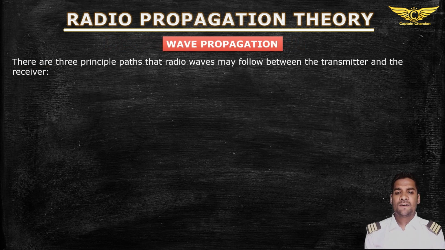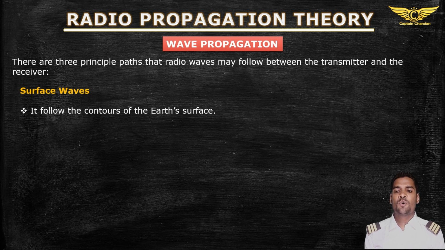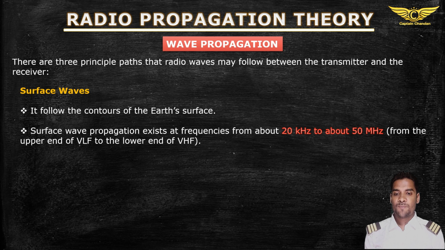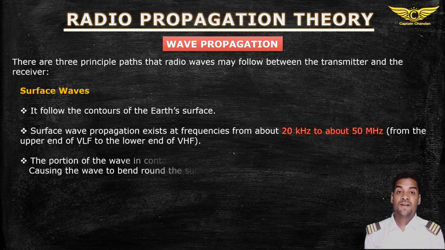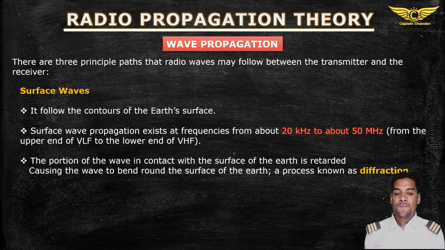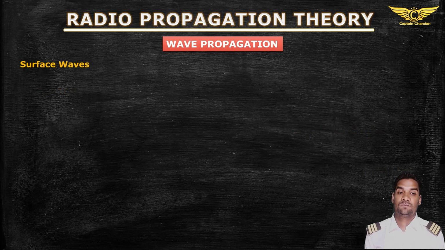There are three principal paths that a radio wave may follow between the transmitter and the receiver. Surface wave. It follows the contour of the Earth's surface. Surface wave propagation exists at frequencies from above 20 kHz to about 50 MHz, from the upper end of VLF, meaning very low frequency, to the lower end of VHF, very high frequency. The portion of the wave in contact with the surface of Earth is retarded, causing the wave to be bent around the surface of the Earth, a process known as diffraction.